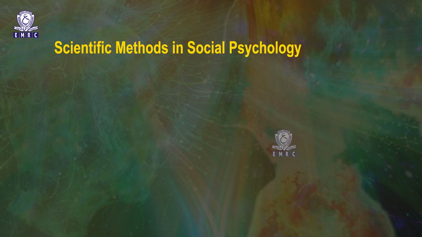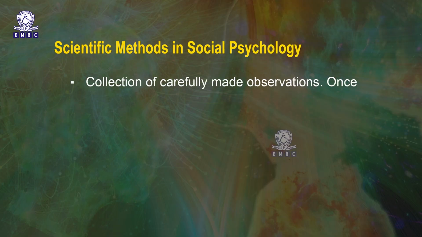But the difference between the common sense approach and social psychology as a scientific study is that social psychology adopts scientific methods, and all these methods involve 3 basic steps in order to arrive at a particular result. Now, let us see what are those 3 steps which make the social psychologist scientific. For any scientific method, the first step involves collection of carefully made observations.